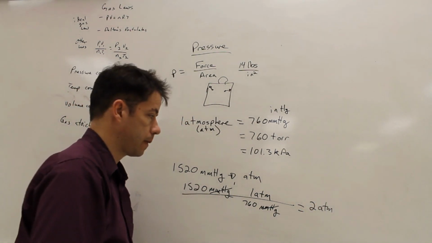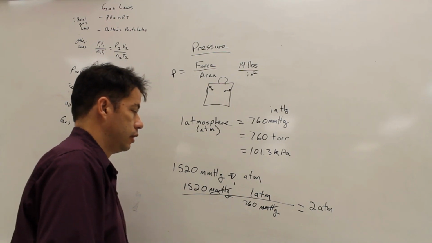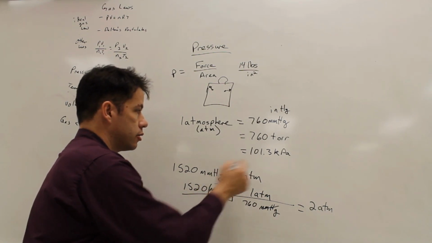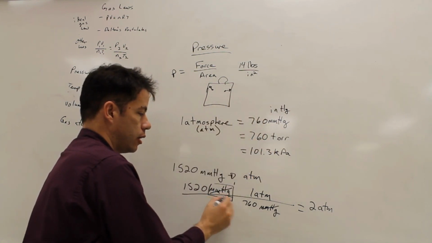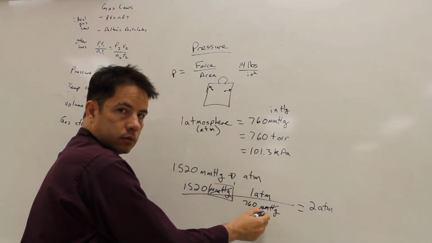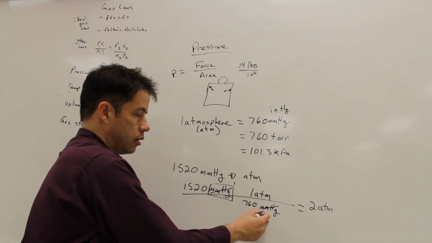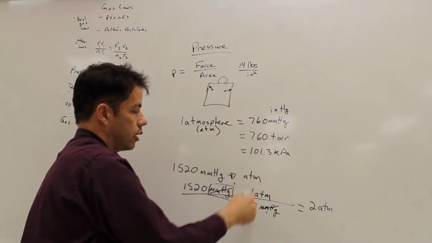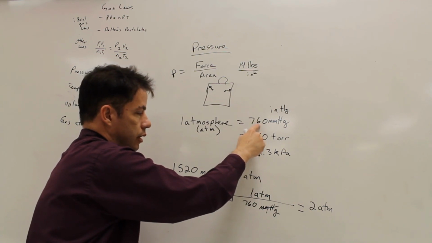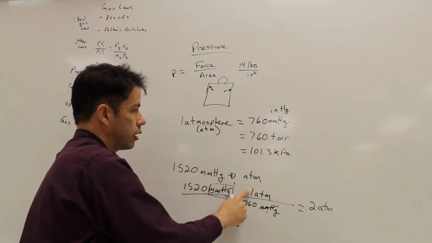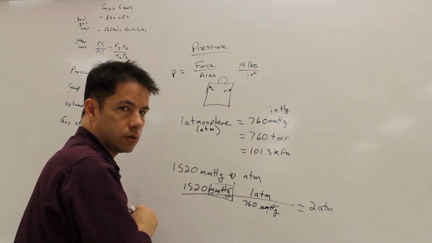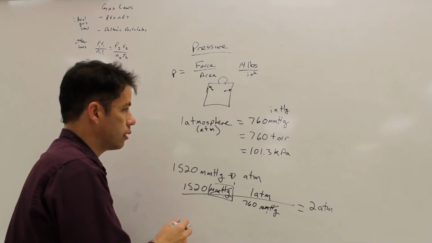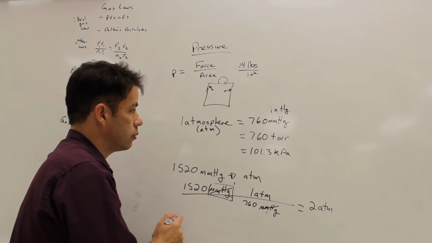Pretty simple. So here's the pattern. Whatever you're given, no matter which one it is, guess what units go on the bottom? Then from our units, we look at our conversion chart and pick the number, 760, and then we convert it to atmospheres. So let's try one with torr.